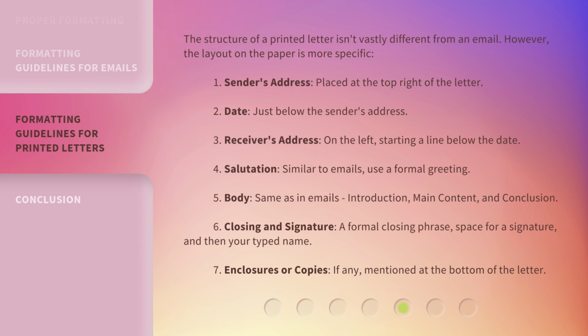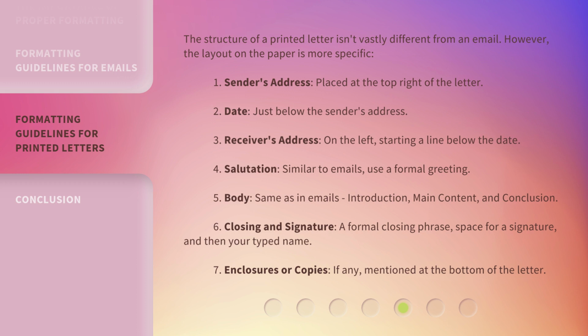The structure of a printed letter isn't vastly different from an email. However, the layout on the paper is more specific. 1. Sender's address, placed at the top right of the letter. 2. Date, just below the sender's address. 3. Receiver's address, on the left, starting a line below the date.